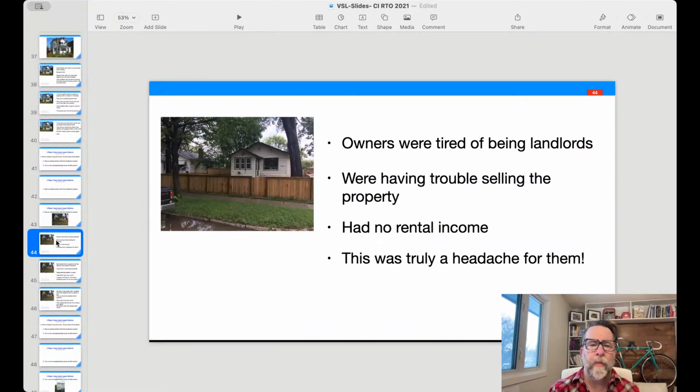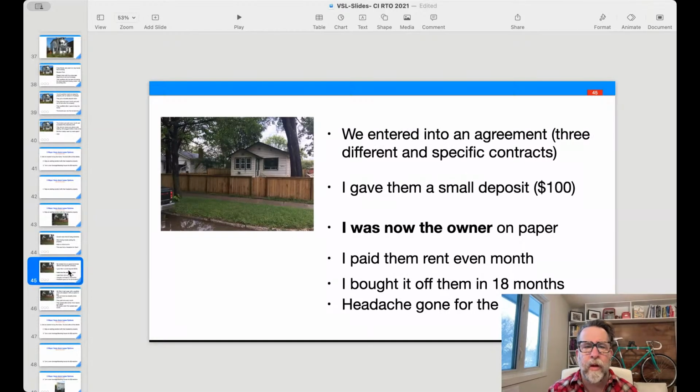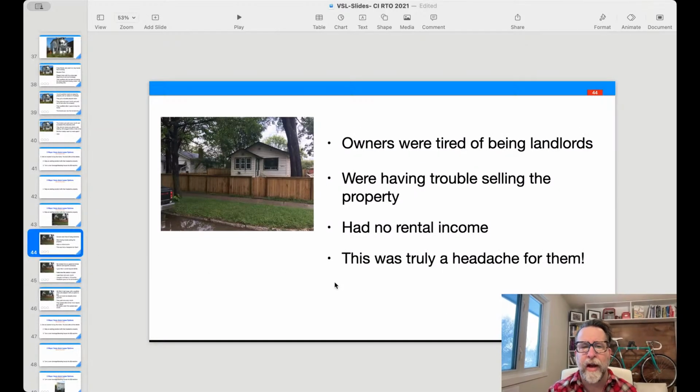So basically, the owners were tired of being landlords. They were having trouble selling the property. They had zero rental income. This was truly a headache for them. Just a couple more points on that. They did have tenants, but they were either having trouble collecting rent from the tenants, or the tenants were just trashing the property. And I think in this case, they had both.